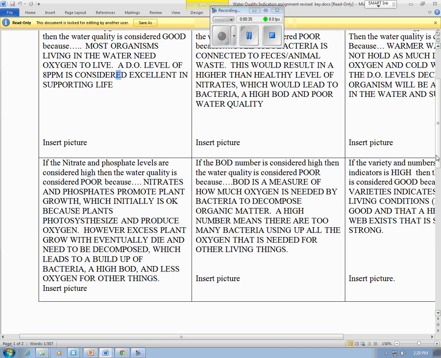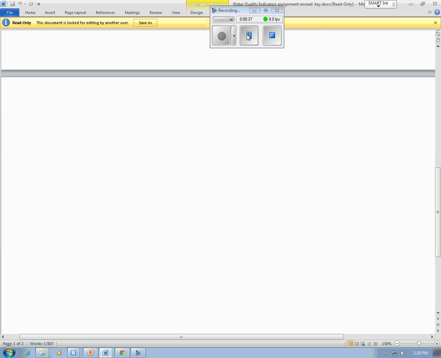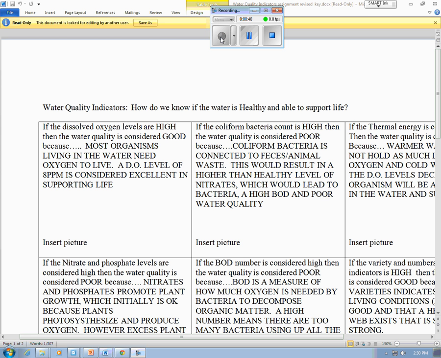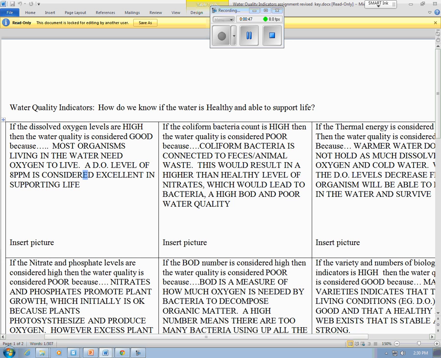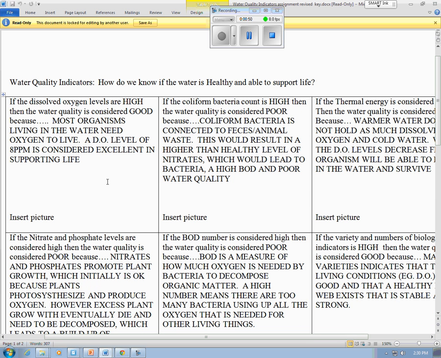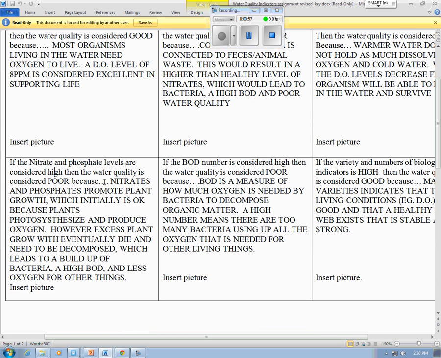So in front of you, you used to have, sorry about that. In front of you, you have the indicators for good quality water kind of described below. So the first box is dissolved oxygen levels. The second box is coliform bacteria. The third is thermal energy. The fourth is nitrates and phosphate levels. The fifth is the BOD number. And the sixth is the quality and the amount, variety, and numbers of invertebrates.